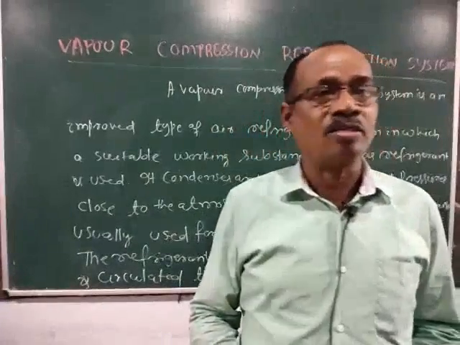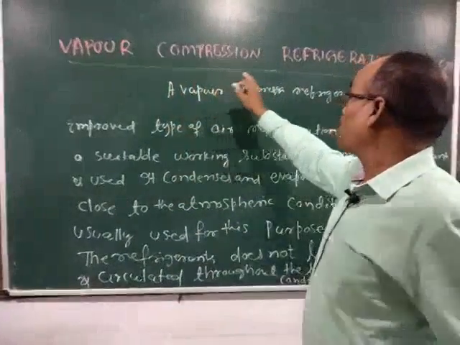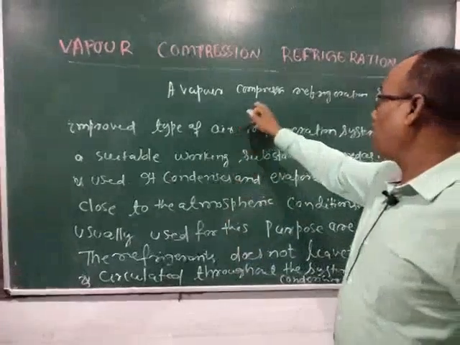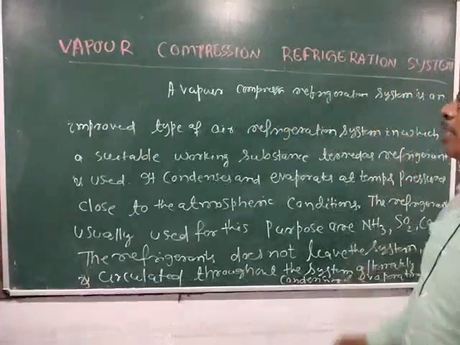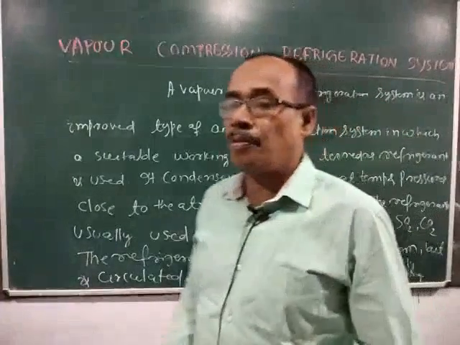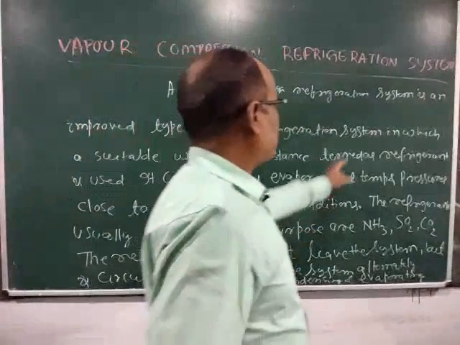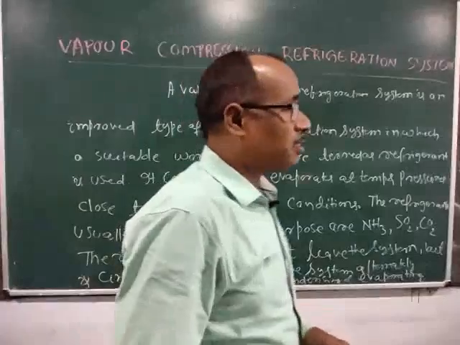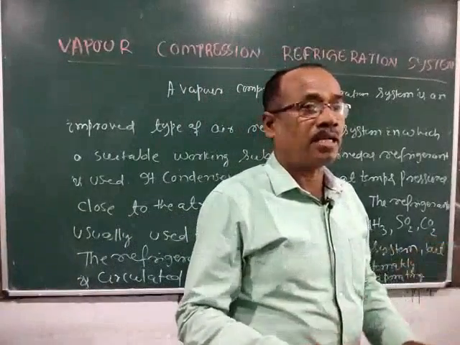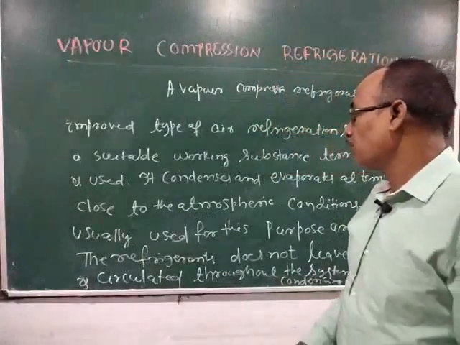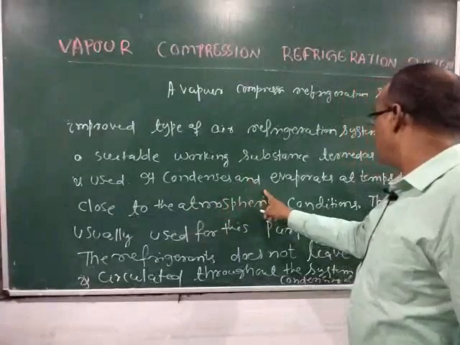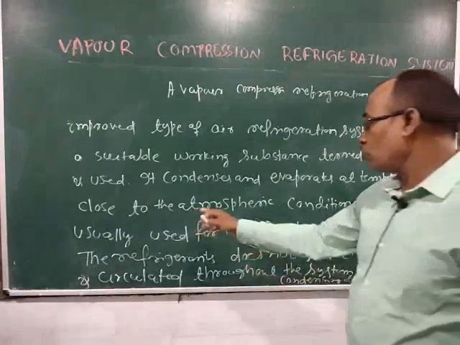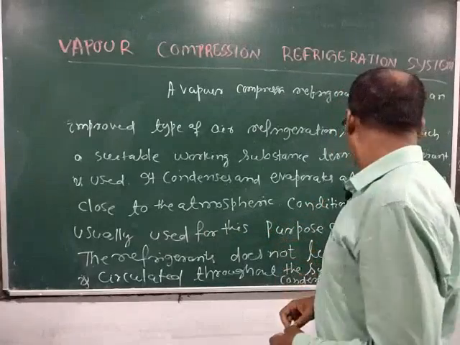Today I will discuss what is vapor compression refrigeration system. Generally, a vapor compression refrigeration system is an improved type of air refrigeration system in which a suitable working substance termed as refrigerant is used. It condenses and evaporates at temperature and pressures close to the atmospheric conditions.